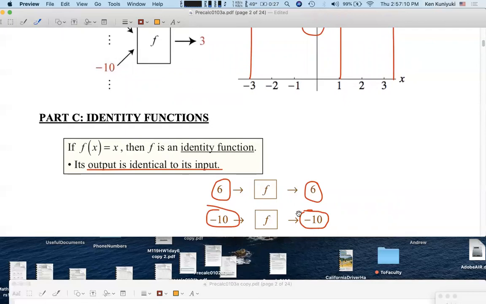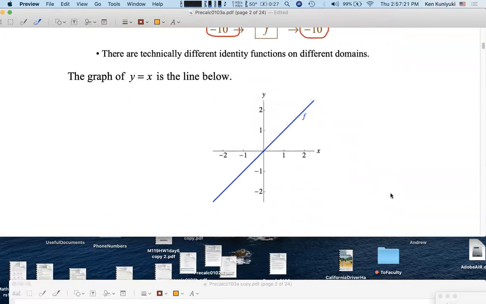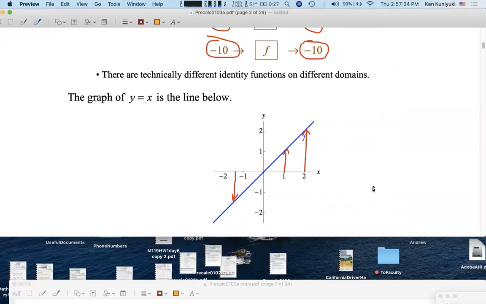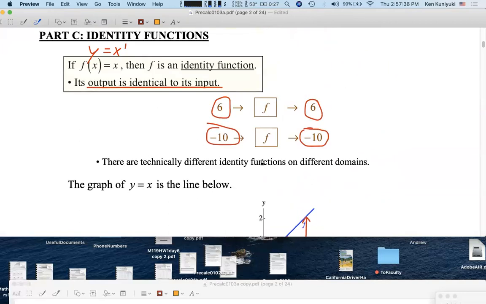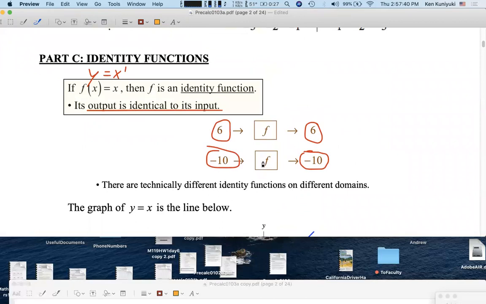That's an identity function. How do you graph y equals x, or x to the first? It's a very basic example of a power function. Well, you graph y equals x as the slanted 45-degree line. If you input 1, you output 1. If you input 2, you output 2. If you input -1.5, you output -1.5, and so forth. If you input 0, you output 0. This is an odd function, as we'll see later on.